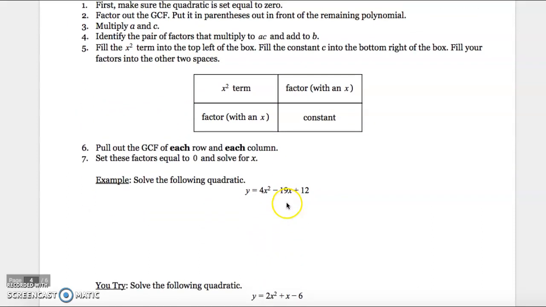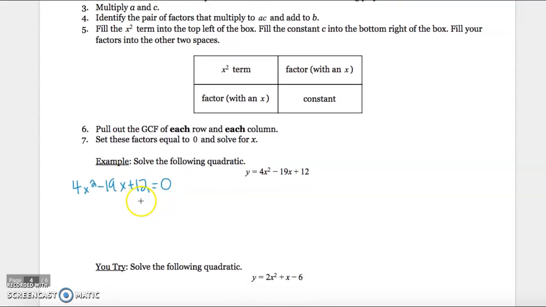So in this example, first we make sure our quadratic is set equal to 0. So I'm going to take my quadratic equation, 4x squared minus 19x plus 12, and set it equal to 0. Then I check to see if I can factor out a GCF. There's no number that goes into 4, negative 19, and 12 besides the number 1, so I don't have to worry about a GCF.